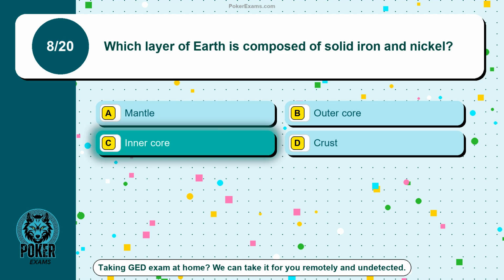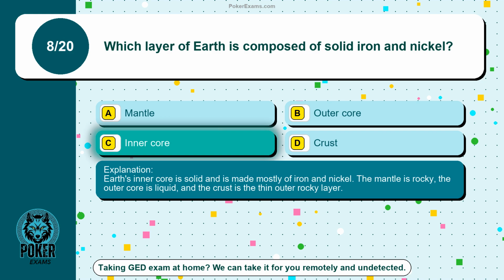The correct answer is option C, inner core. Earth's inner core is solid and is made mostly of iron and nickel. The mantle is rocky, the outer core is liquid, and the crust is the thin outer rocky layer.